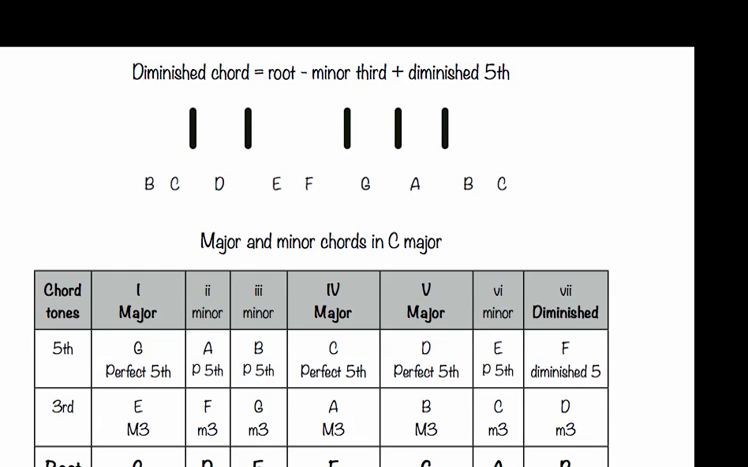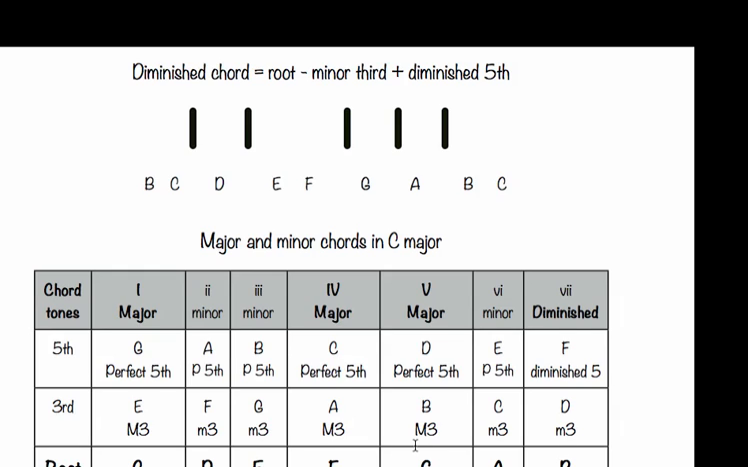E, G, and B is also a minor chord because from E to G is a minor third. F to A is a major third, so is G to B. These 2 chords, F and G, are major chords. So if we go down the sequence: C, D, E, F, G, and now A minor. And the last one is B diminished.